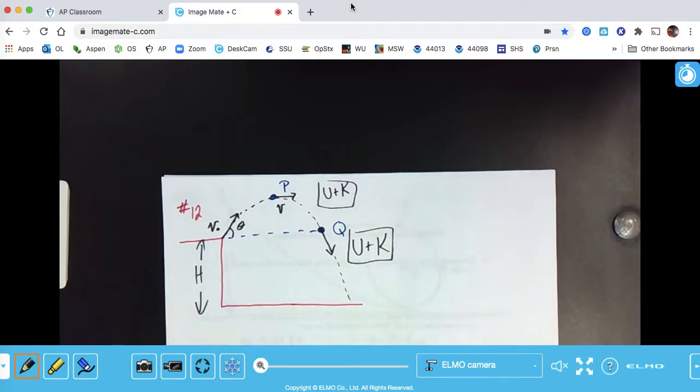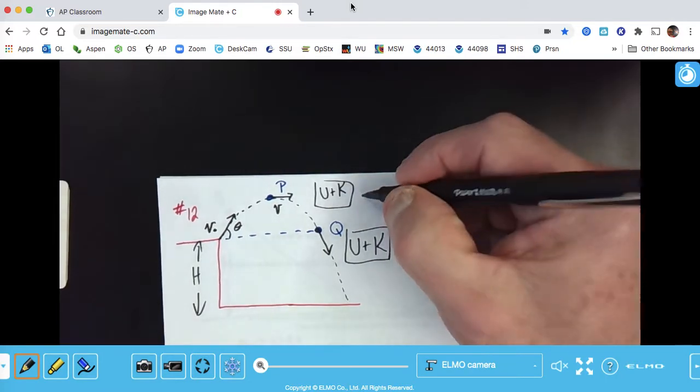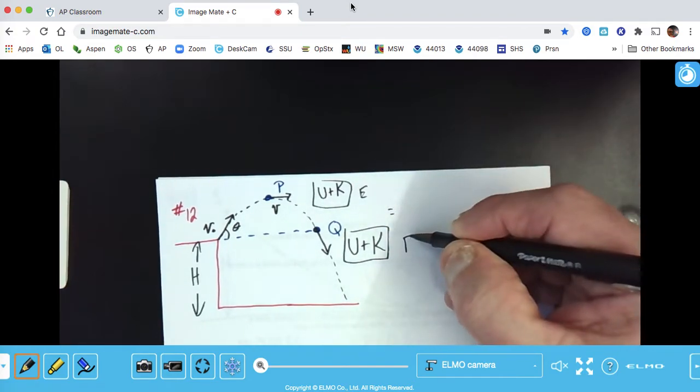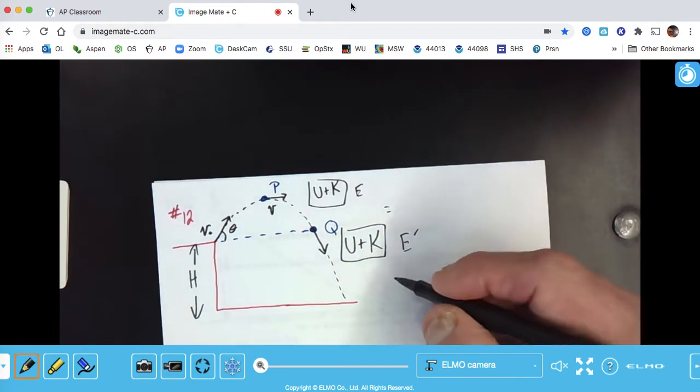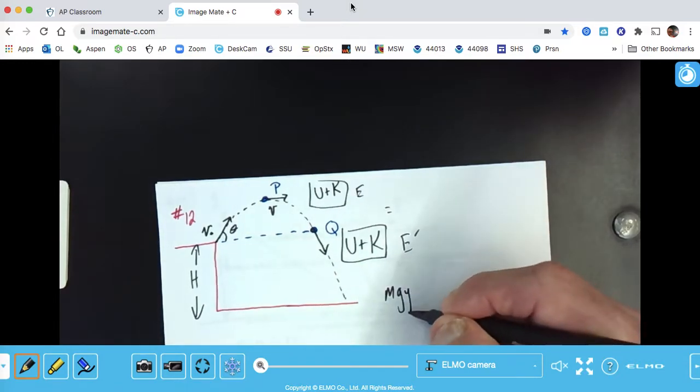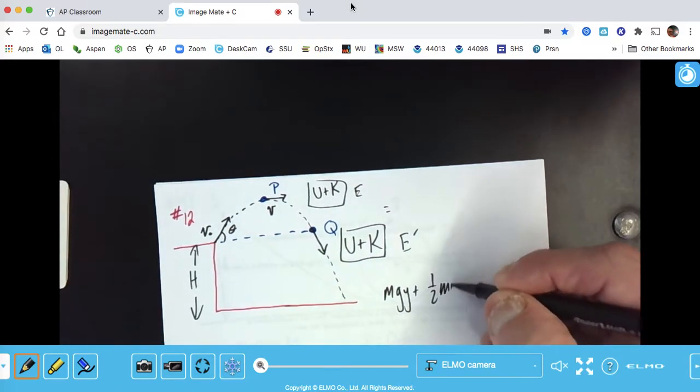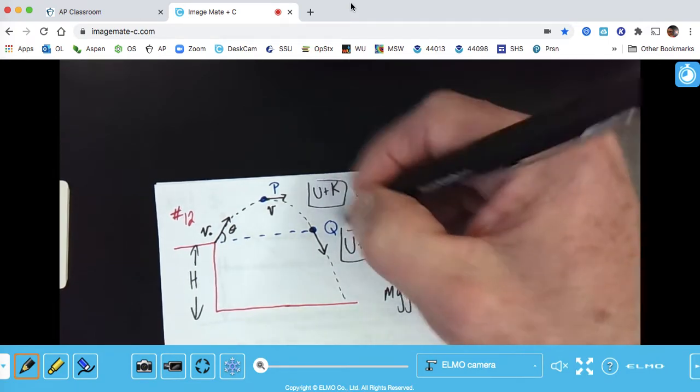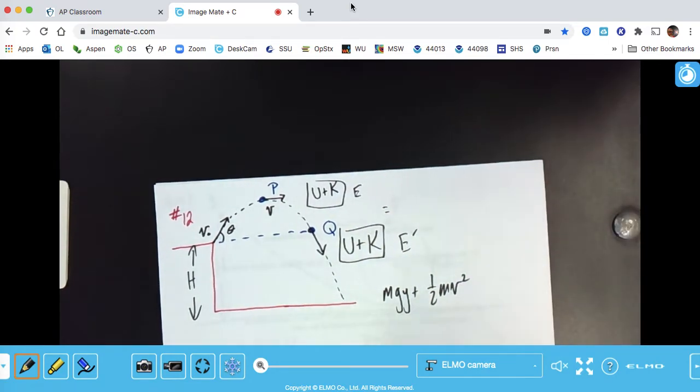It mentions that, right? So I'm going to just go ahead and say the energy before is equal to the energy after. I'm looking for a statement that's U plus K, mgh plus 1/2 mv squared is a constant, the same as it is after the fact. All right, so let's go find our answer.